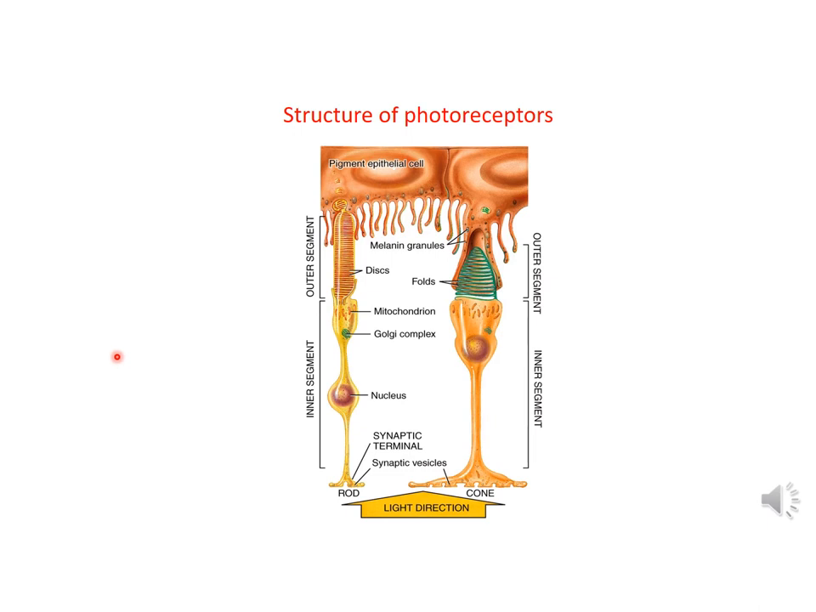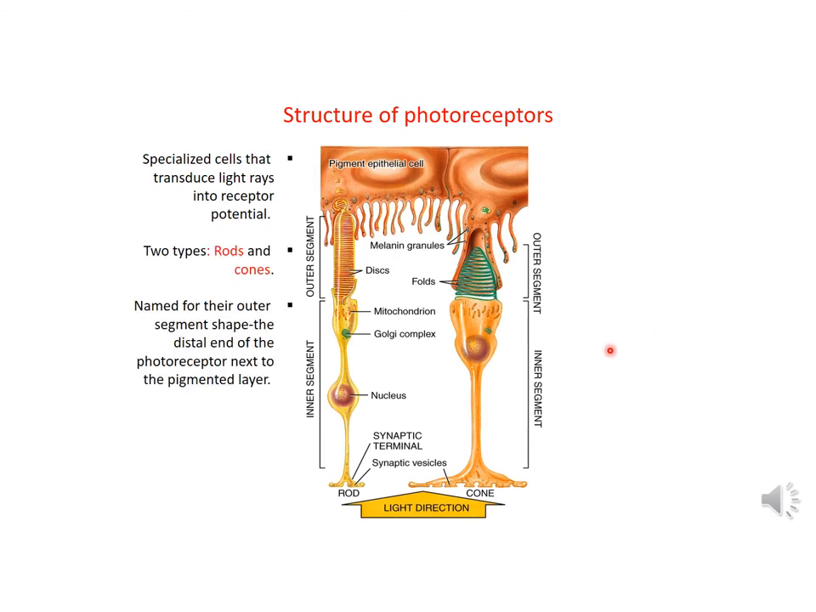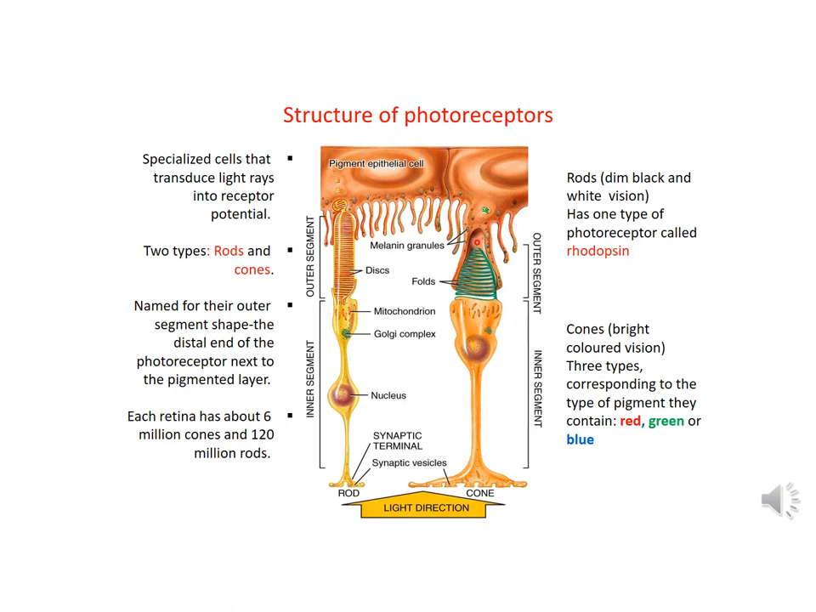Photoreceptors. We have 126 million photoreceptors in the retina, 120 million rods and 6 million cones. If we look at the shape of the rods and the cones, they are named according to the shape of the outer segment, which has something called discs, and the discs are arranged in the form of shelves, and they contain the photosensitive pigment. The photosensitive pigment, or the part of the receptors that can receive the light, is present in the outer segment. The photosensitive pigment of rods is known as rhodopsin, and cones contain three types of photosensitive pigments, one for red, the second for green, and one for blue.